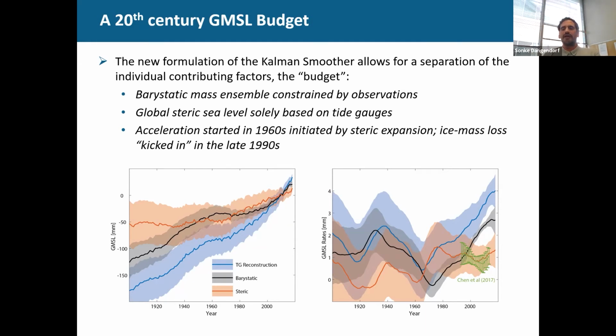As a validation of our budget component, in particular of the steric component, I also plotted in green an estimate of global mean steric sea level changes from Chen and colleagues, published in Nature Climate Change a few years ago. This is an average of multiple observational products based on Argo floats and hydrographic profiles.